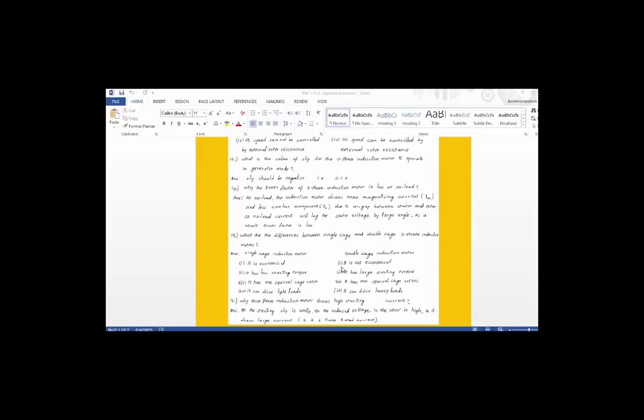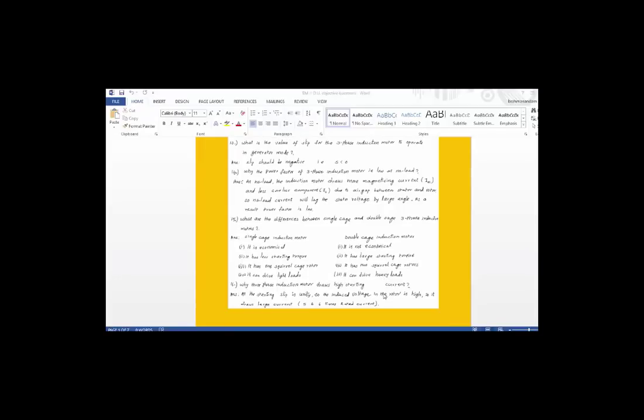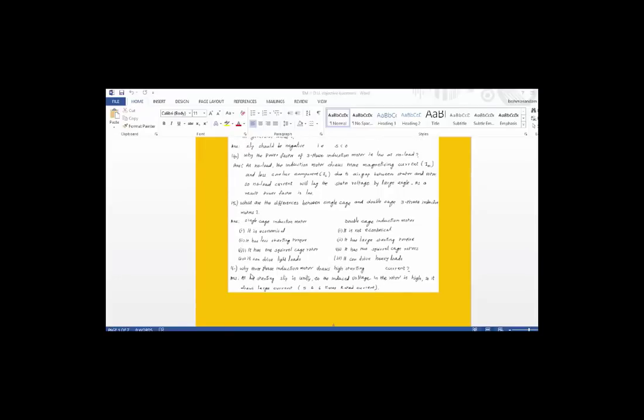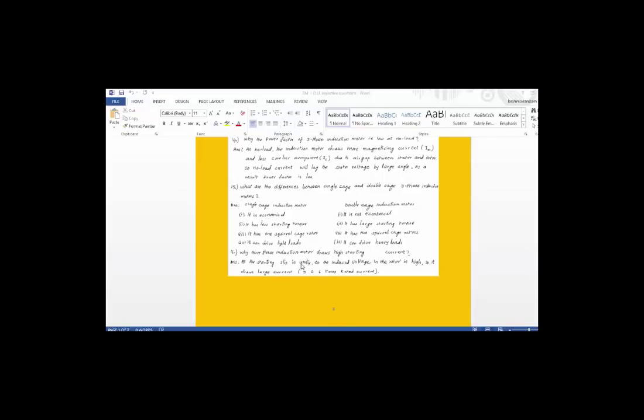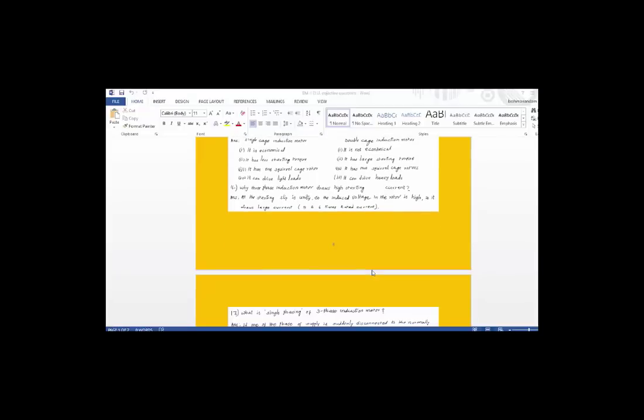Coming to the double cage induction motor, first point, it is not economical. Second point, it has large starting torque. Third point, it has two squirrel cage rotors. Fourth point, it can drive heavy loads. 16th question. Why does a three-phase induction motor draw high starting current? At the starting, slip is unity, so the induced voltage in the rotor is high, so it draws large current. It is approximately 5 to 6 times the rated current of the motor.